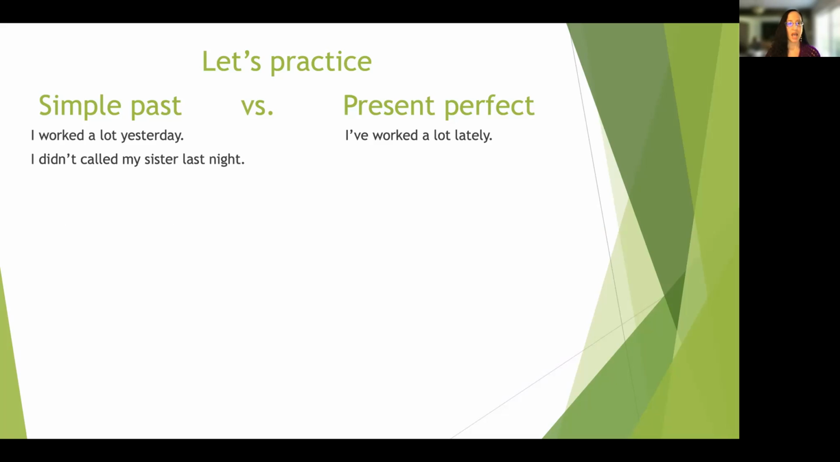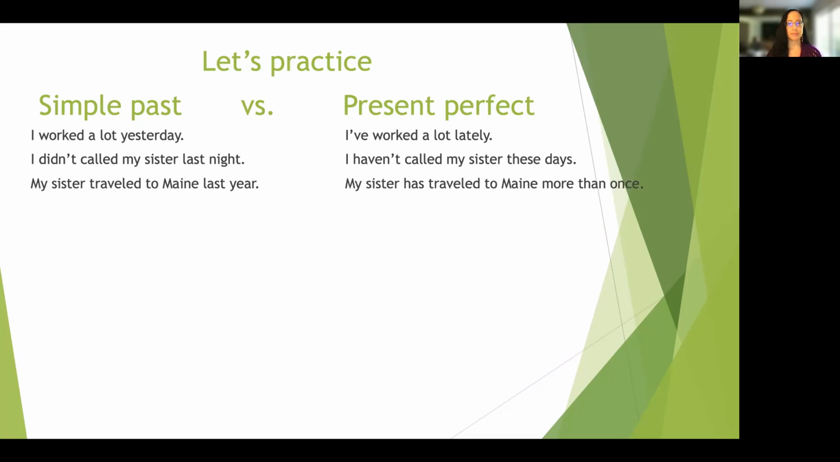Let's practice. I didn't call my sister last night. Now, how could we say this in the present perfect? I haven't called my sister these days. Okay. Now, these days is just an example. You can use another word. My sister traveled to Maine last year. So how could we say this in the present perfect? My sister hasn't traveled to Maine more than once.